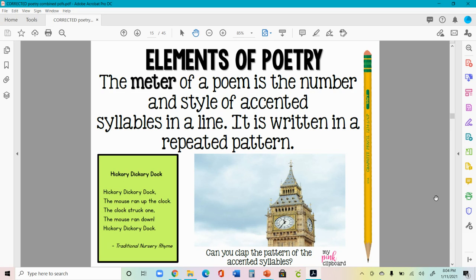So for Hickory Dickory Dock, hickory dickory dock. The mouse ran up the clock. The clock struck 1. The mouse ran down. Hickory dickory dock.